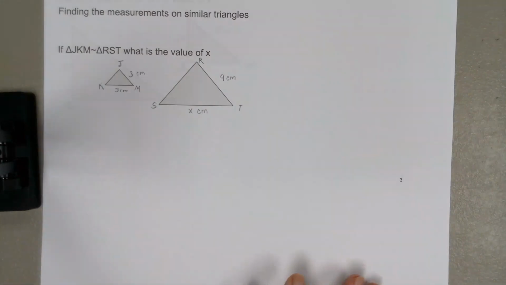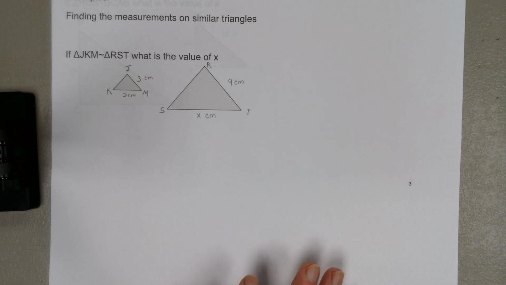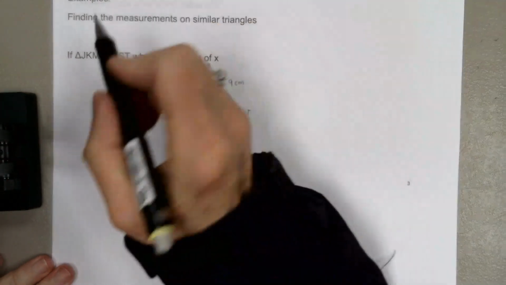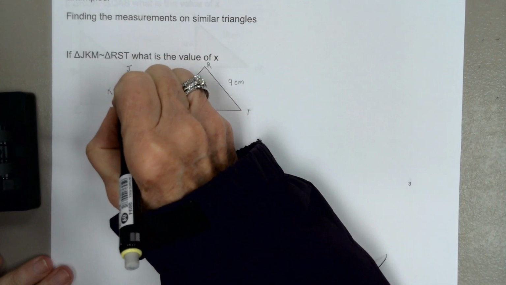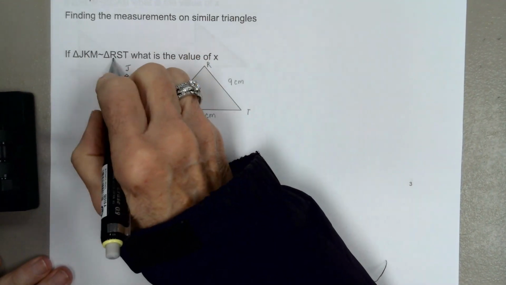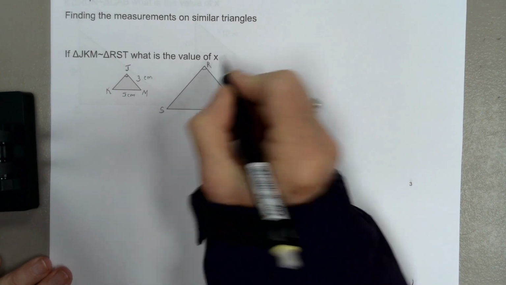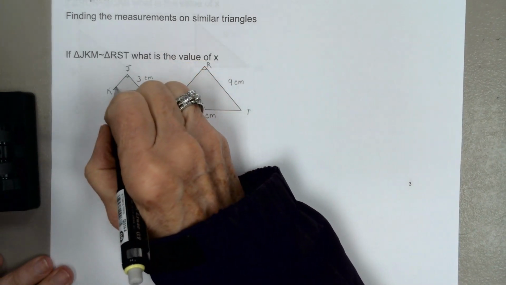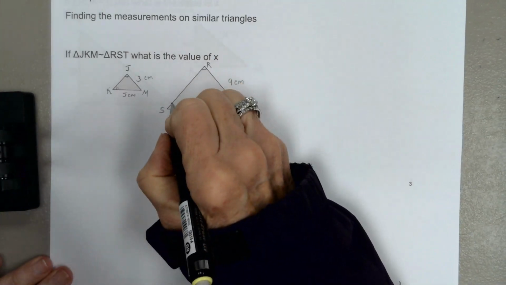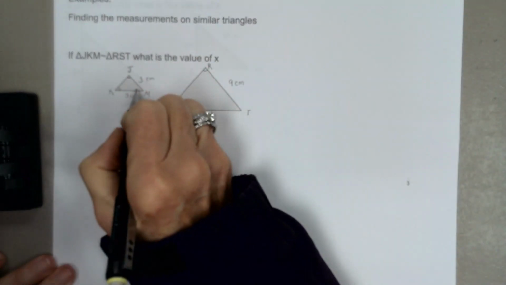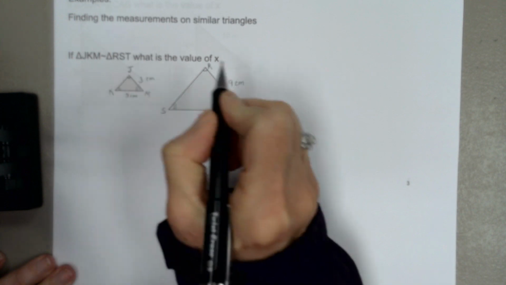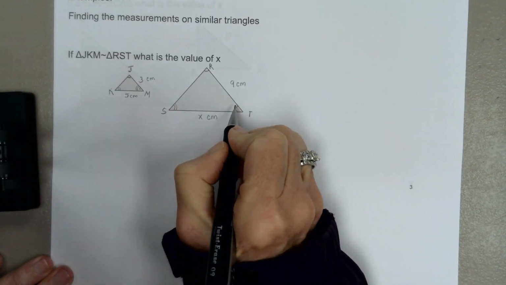So you're going to be finding a measure. They're going to tell you that two triangles are similar, which means you know that each angle has a congruent angle on the other triangle and that their sides are proportional. The easiest way to do these problems is to put your congruency marks in first. So J, I'm going to put one arc, is congruent to R. Then K, I'll put two arcs on that, is congruent to S. Then M, and I'll put three marks on that, is congruent to T.